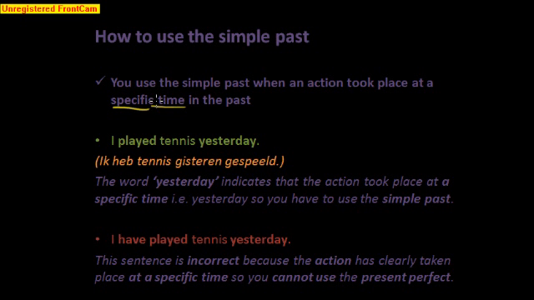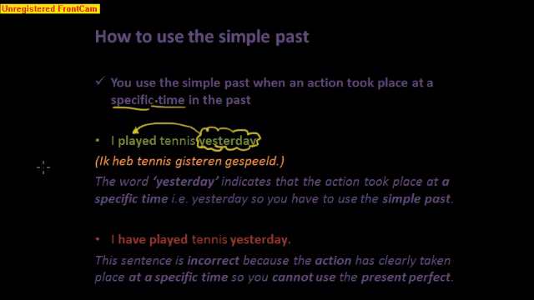I'm going to give you an example. So, let's look at this sentence. I played tennis yesterday. The word yesterday in the sentence basically indicates specifically when the action took place. Therefore, we have to use the simple past.